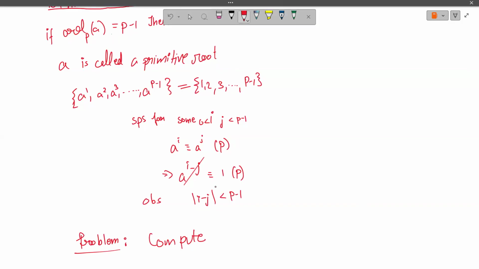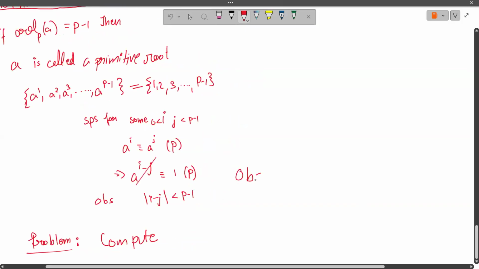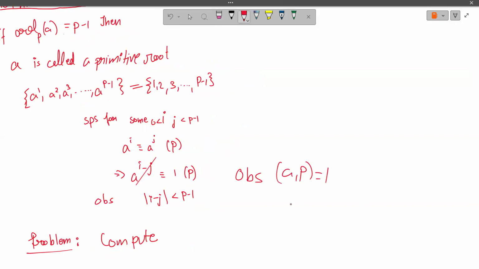Okay, so observe that a comma p has to be 1. If it is not, then the order is just not defined for this, right? Because you can never get 1. Did that make sense to everyone? So why is this a necessary condition? That made sense to everyone, I suppose.